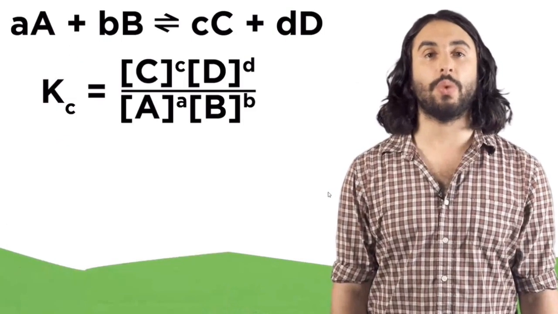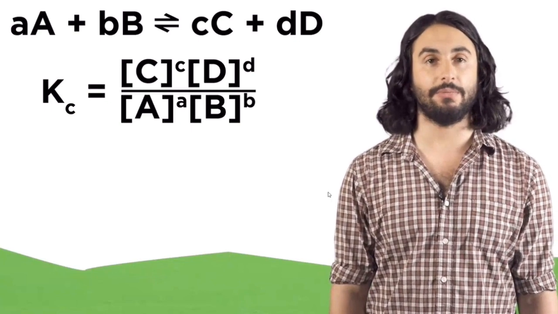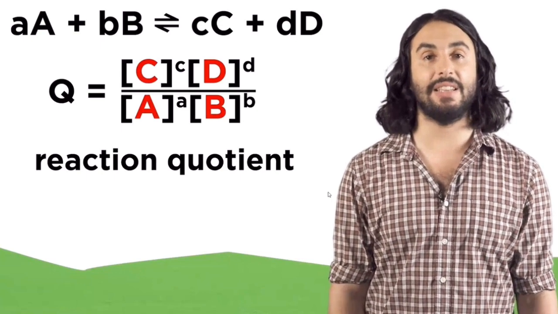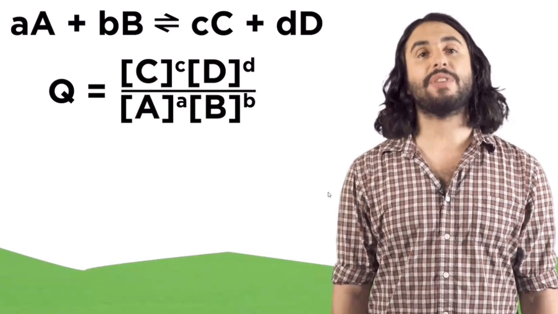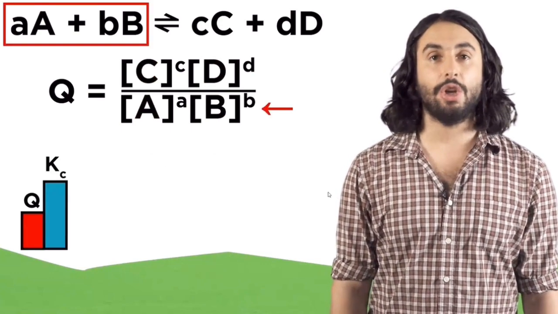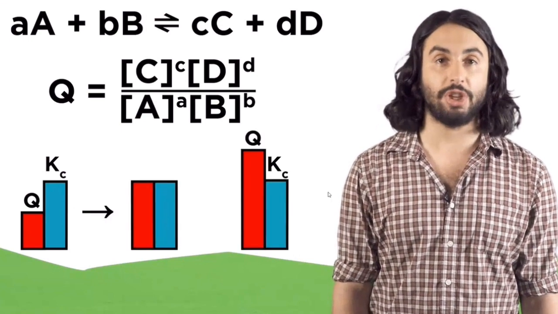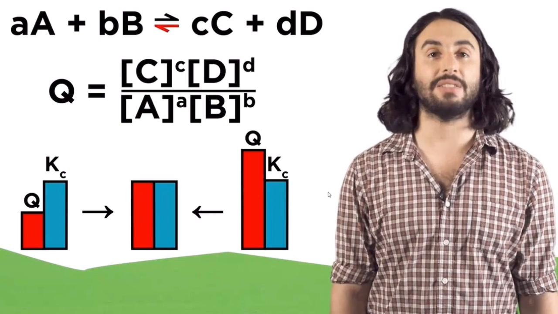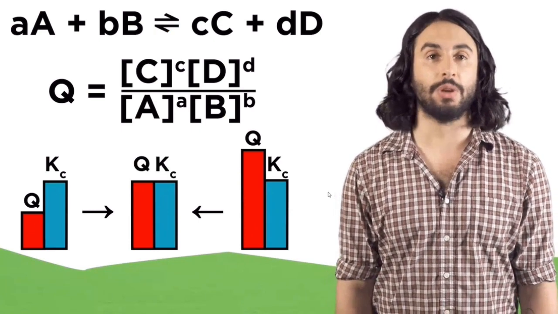Sometimes we may want to predict which way a mixture will go given some non-equilibrium quantities. To do this, we plug the non-equilibrium values into the Kc expression to calculate the reaction quotient Q. If Kc is bigger than Q, Q is more on the reactant side, so it'll make more products to equilibrate. If Kc is smaller than Q, Q is more on the products side, so it'll make more reactants to equilibrate. When Kc equals Q, the system is at equilibrium.